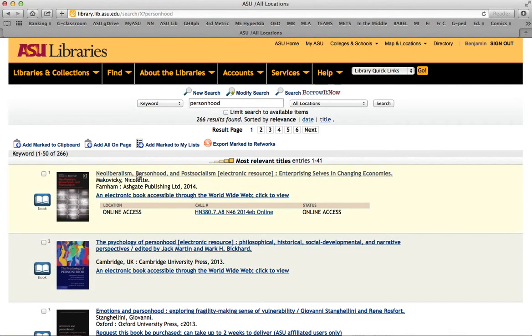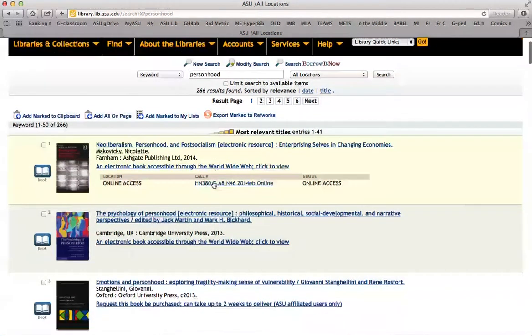Okay, so first entry here, oh, look at that, electronic resource, so you can get it at home even. Neoliberalism, Personhood, Post-Socialism: Enterprising Selves in Changing Economies. So that might be a useful resource to look at, just because sometimes neoliberalism is something associated with abortion rights and that sort of thing. But let's look at what else we have here.